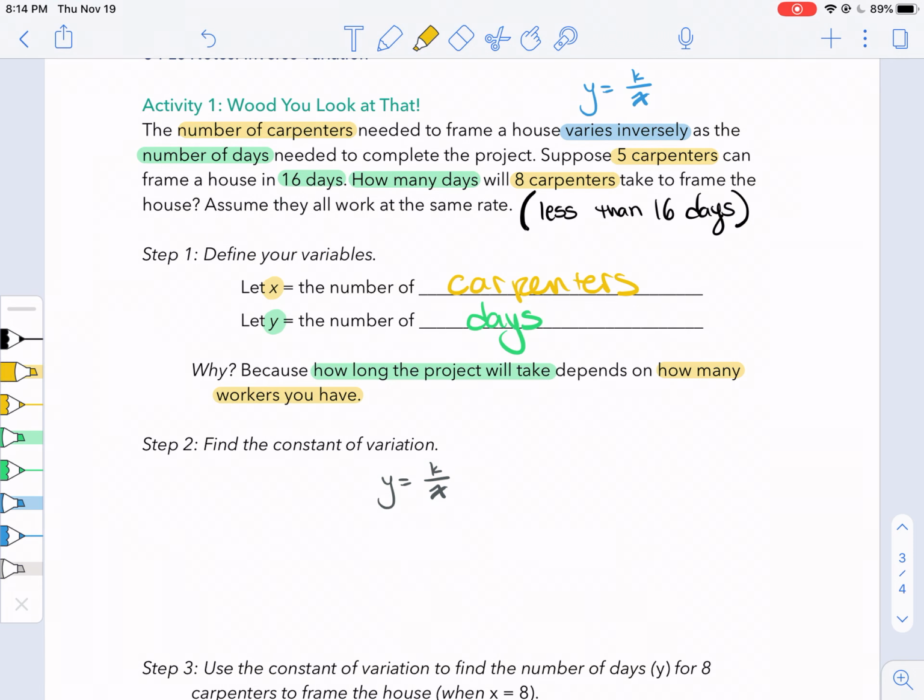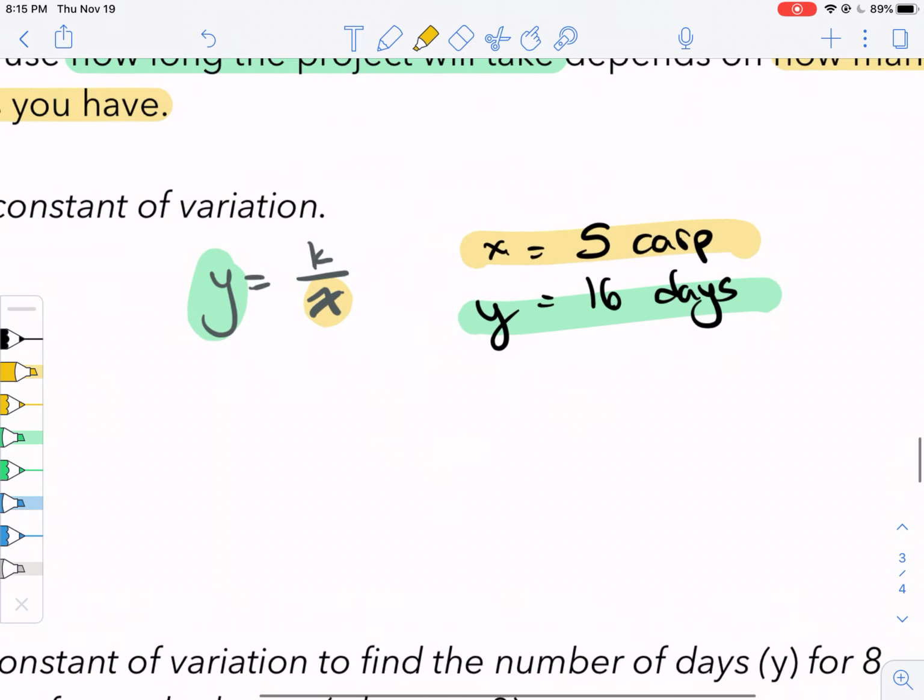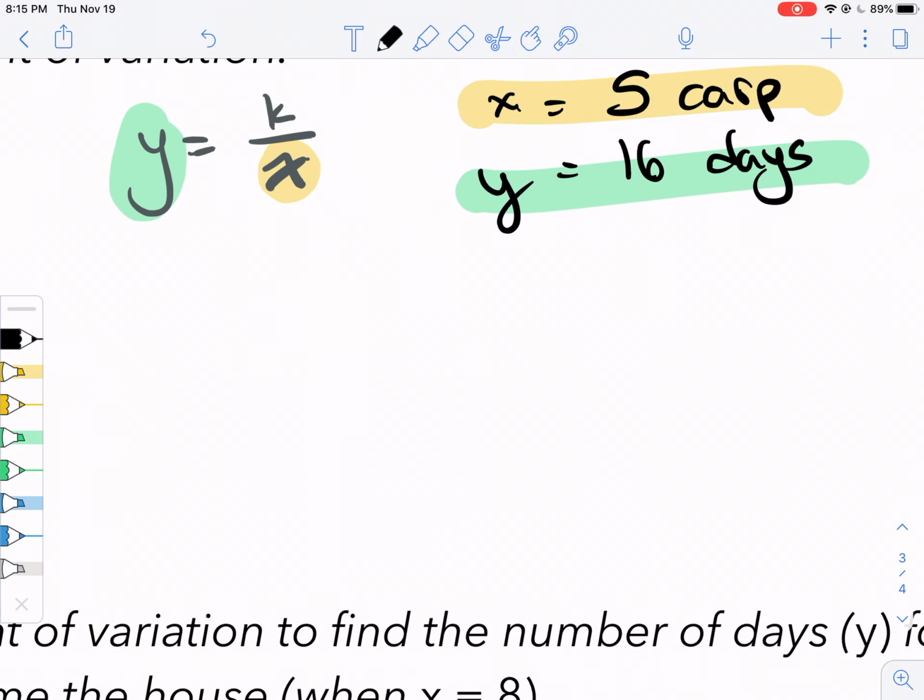So we're going to plug in what we know for our x and our y. Well, we know that 5 carpenters can do this in 16 days. And our carpenters are our x, and our days are our y. So let's plug those guys in. So we know that 16 equals k divided by 5.